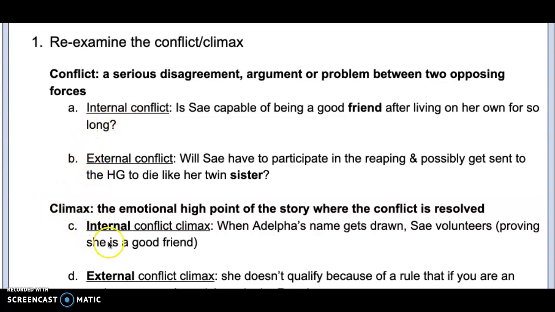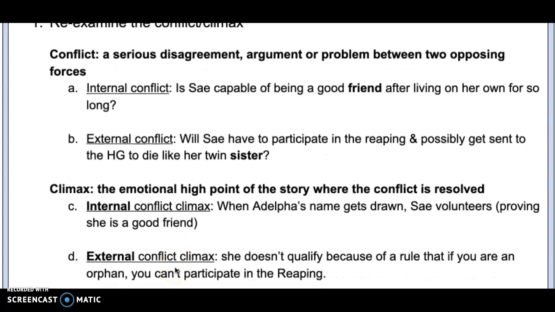For the internal conflict, the climax is when Adelpha's name gets drawn and Say volunteers. That helps her prove that she is capable of being a good friend. And the external conflict is resolved when it says that she doesn't qualify because of a rule that if you are an orphan, you can't participate in the reaping. The external conflict here is whether or not she's going to have to participate in the reaping and possibly get sent to the Hunger Games to die.